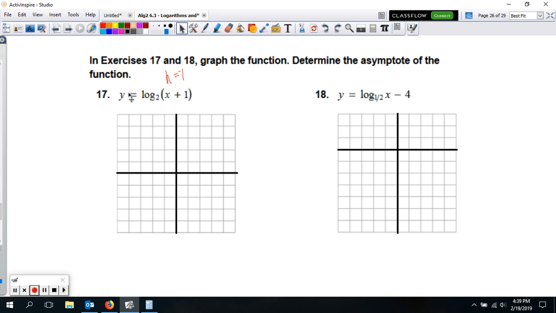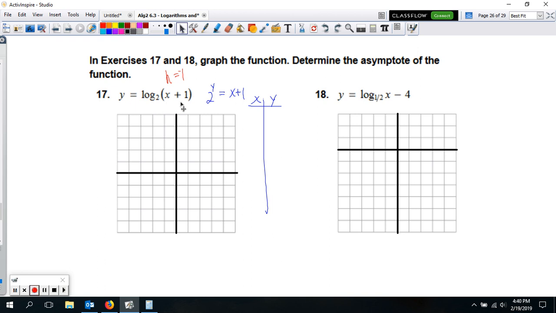Alright, so if we want to graph this, we can start by changing this into exponential form. So if I do that, my base is 2, my exponent is y, so 2 to the y power is equal to this number part, x plus 1. And since y is the exponent, and we are going to plug some numbers in for our table of values, the numbers we plug in are really going to be the opposite of what we've done in the past, because remember, this is the inverse of an exponential.